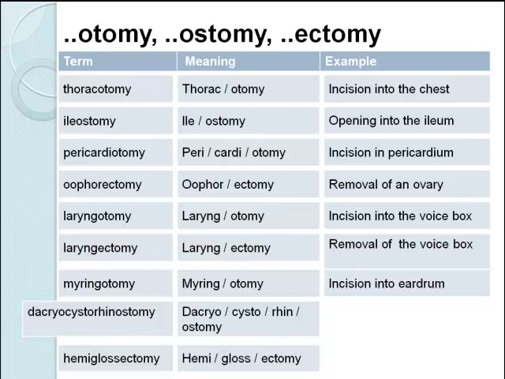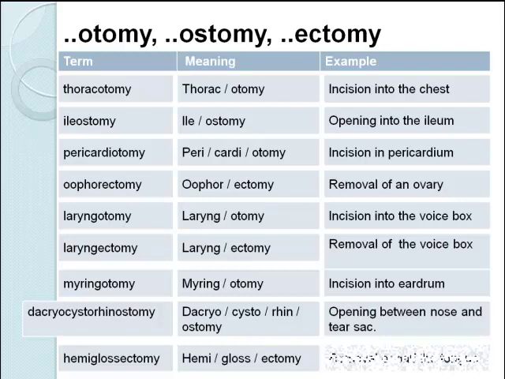Myringotomy, incision into the eardrum. And the big one, dacryocystorhinostomy. Remember, you cry tears, that's your clue. So dacry is tears, cyst is the sac, rhino is nose, ostomy opening. It's an opening between the nose and the tear sac, allowing drainage of the tears. Hemiglossectomy. Hemi is half, gloss is tongue, so it is removal of half the tongue.